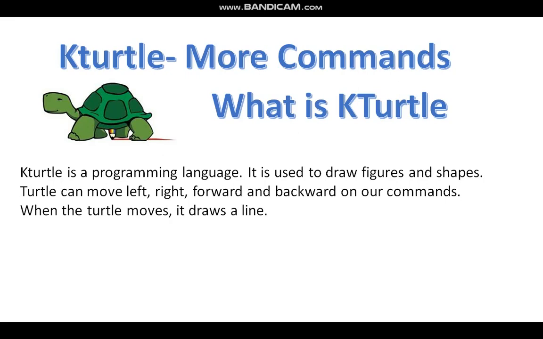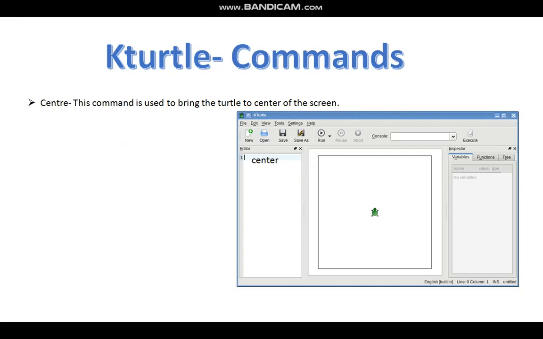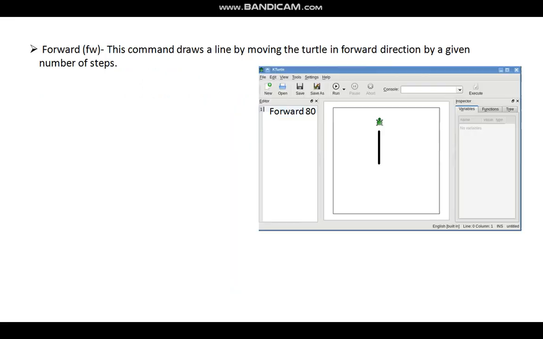Now there is a KTurtle window. There is an editor window on the left side of the screen. All the commands that we enter in KTurtle are written in this editor window, and in the center there is a canvas and the turtle that appears in the center of the screen. Now the first command is center. This command is used to bring the turtle to the center of the screen.